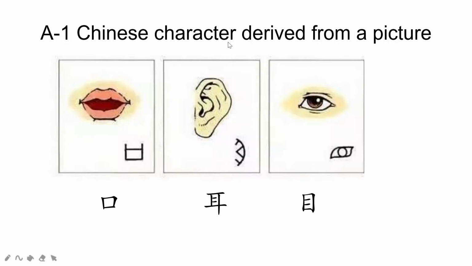Let's start with the first one, the Chinese characters derived from the picture. You can see this word, kou. Kou in Mandarin means mouth. The writing is like that and derived from the picture of an open mouth. The second one, in Mandarin, is ear. So this is from the picture of the ear. And we have the third, mu. Mu means eye. So also derived from the picture of the eye.